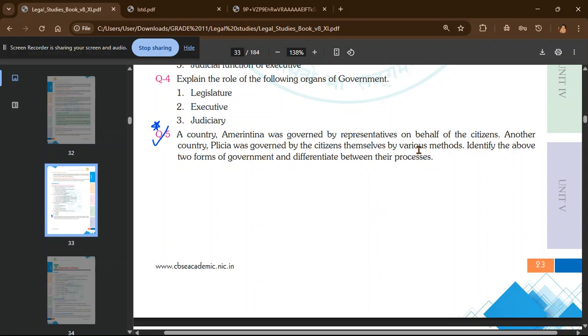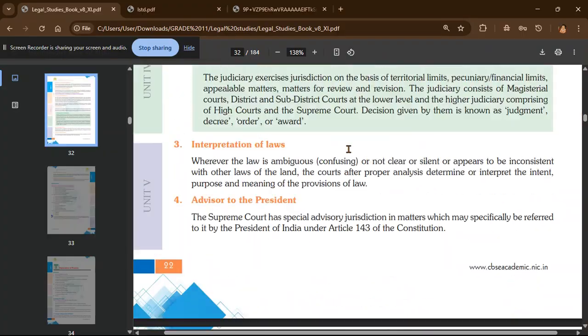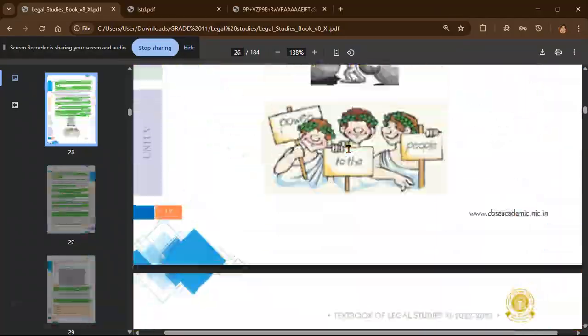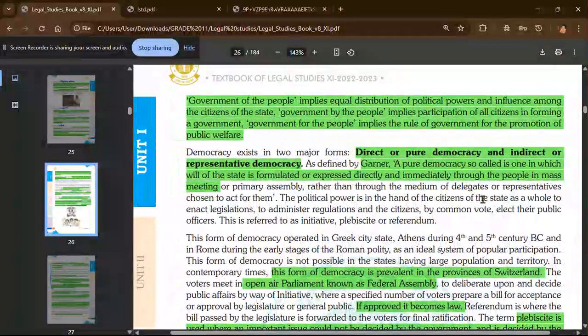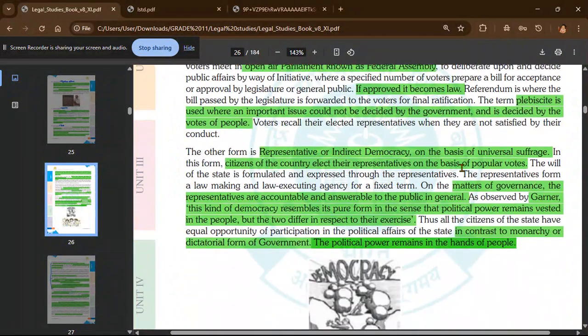So this is your pure democracy, or direct democracy, and indirect or representative democracy. So country Amartya was governed by representatives on behalf of citizens. So this is indirect democracy, and Plessia is pure democracy because citizens themselves govern by various methods. So you will write about pure democracy and indirect democracy in this case. Meeting: how people in mass meet, the primary assembly. So you will write all of this. So with that we are done with this chapter.